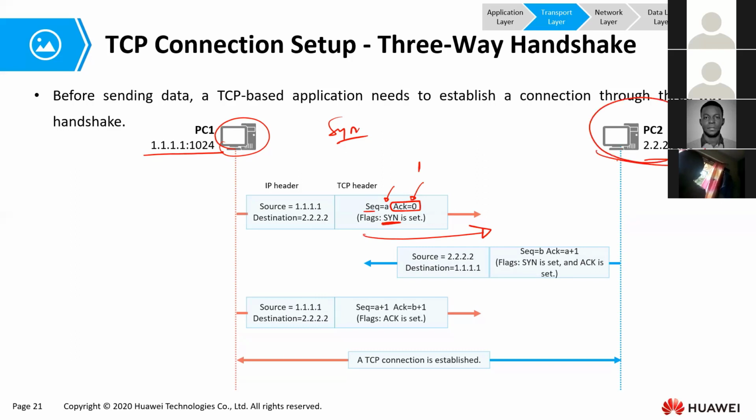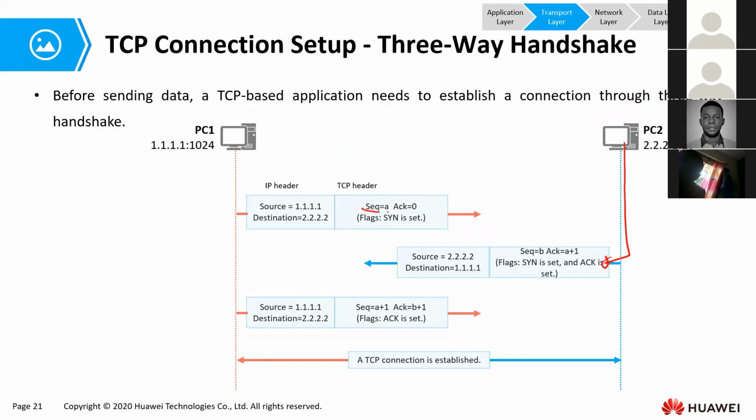When PC2 receives that, he sends his own bit. Now, the sequence number is a different one, for his own sequence numbers. The acknowledgement number is A+1. Now, understand this part. The acknowledgement number that this guy sends is this one's sequence number +1. What this means is, I received A, now please send the next one, A+1. That is what acknowledgement means.